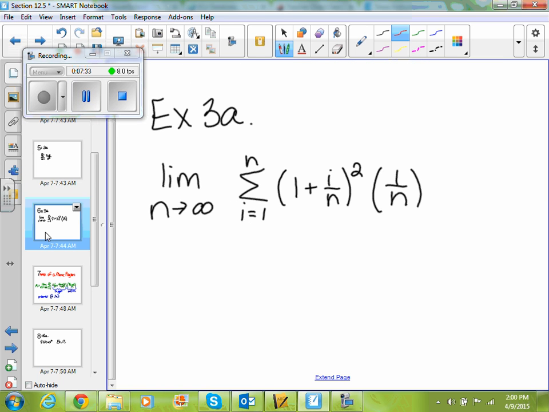Do you want to keep looking at plugging into formulas, or want to move forward and look at this one? It's kind of complicated, I guess. Alright, so the limit as n approaches infinity of the sum from 1 to n of (1 plus I over n) squared times 1 over n.